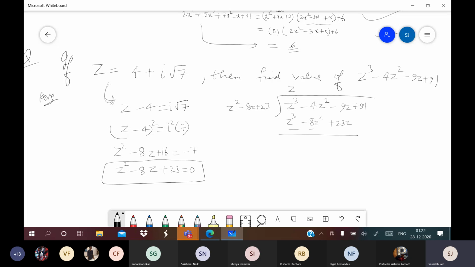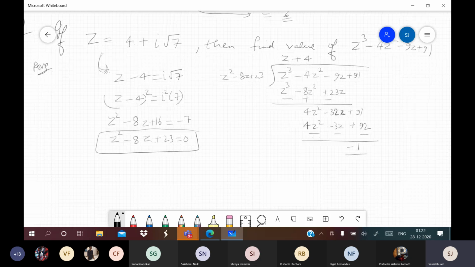Okay, then minus plus minus. This is 4z square minus 32z plus 91. This is z, all right. This is 2. Then I think 4 will be taken, right? So this is 4z square minus 32z plus 92. Got it? So -1 will be there. Now this is same, right?